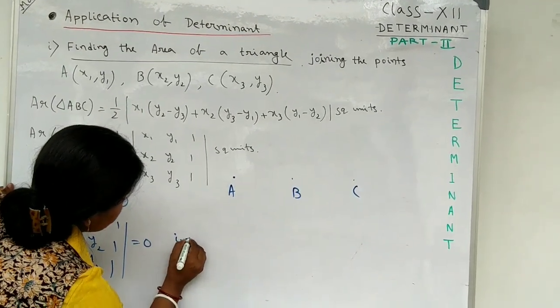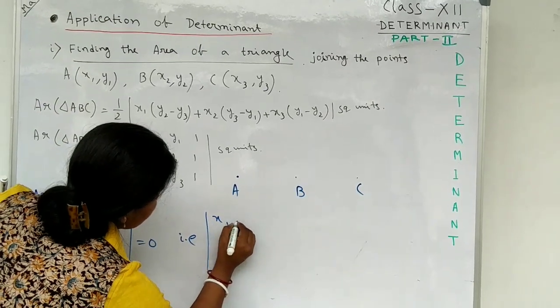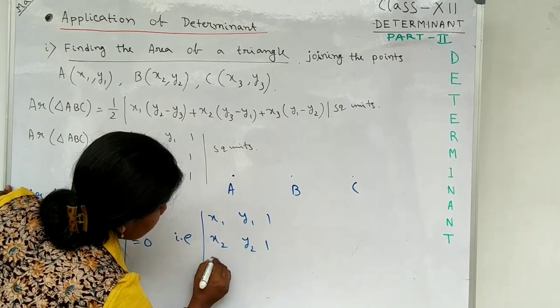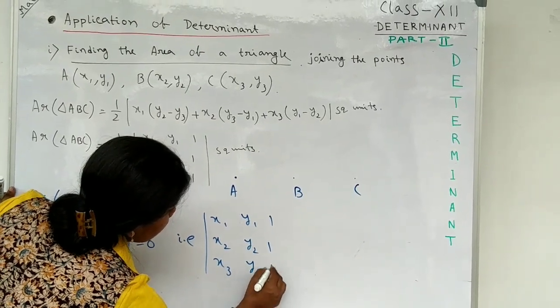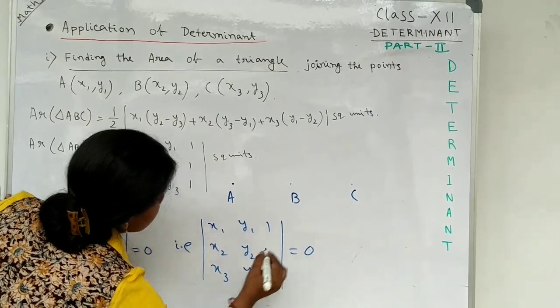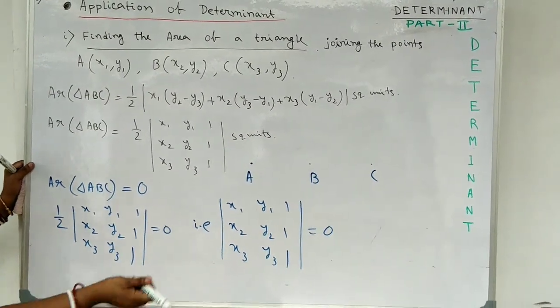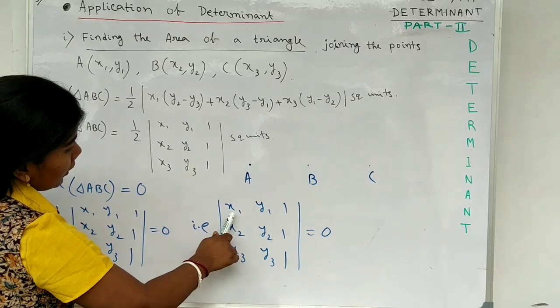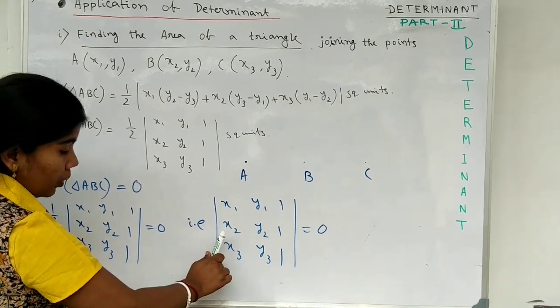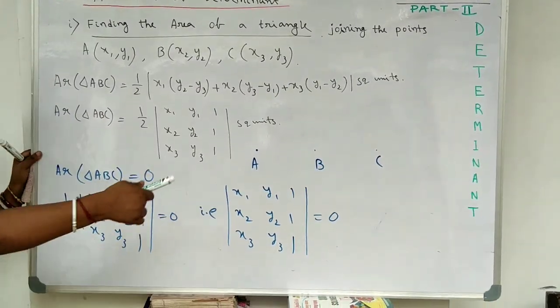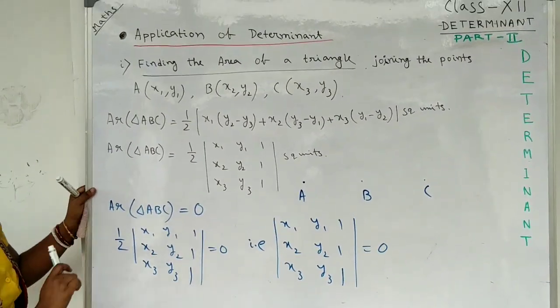That is, determinant of [x1 y1 1; x2 y2 1; x3 y3 1] equal to 0. So, what you will do? You will find the determinant x1 y1 1, x2 y2 1 and x3 y3 1. If determinant becomes 0, then the points will be collinear.